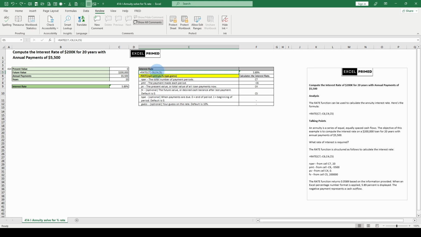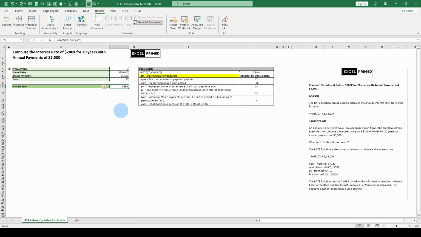Back on topic. Rate function. Here, we have a number, we have a payment, we have a present value, future value optional, type, guess. Well, never, ever use this. Ever. That's just one of those, I don't even want to address that.